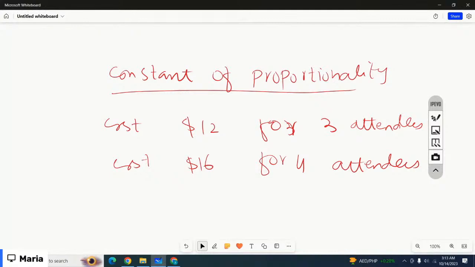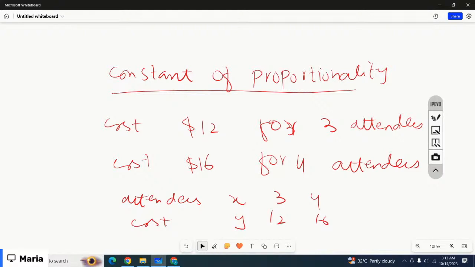Proportional quantities have a constant ratio, right? And that constant ratio is called the constant of variation. We can make a chart. The chart is, you have attendees, that is x, and then you have the cost, that is y. So for the first one, you have three attendees and $12. You have four attendees and $16, right?